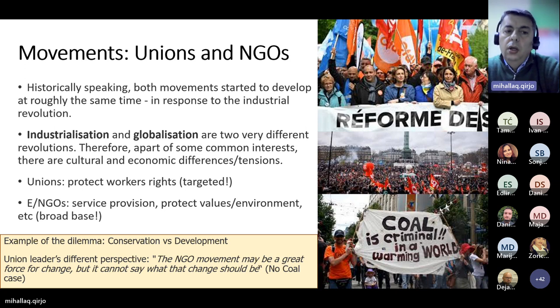big differences in the way unions see the organization and for what interests they fight, versus NGOs. For example, unions protect workers' rights, and this is very targeted, and everybody knows that. A healthy union association is really fighting for the rights of workers. So to say, very targeted. If we look at environmental NGOs or NGOs in general, they provide services and protect environmental values. For many people, this is perceived as a very broad base.